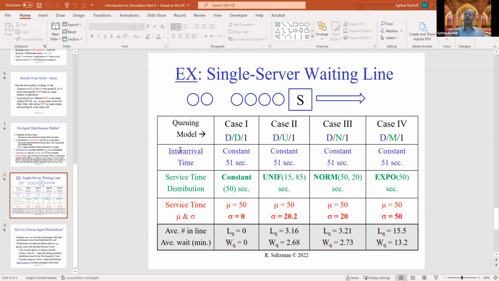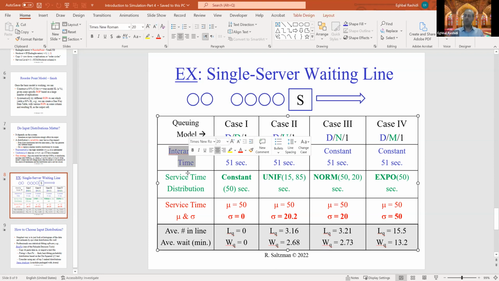The queuing model has the inter-arrival time, the service time distribution, the service time average, and the standard deviation. And the output of the system is the average number of people waiting in line, that's the length of the line, and the average waiting time that you would have to wait in the line.